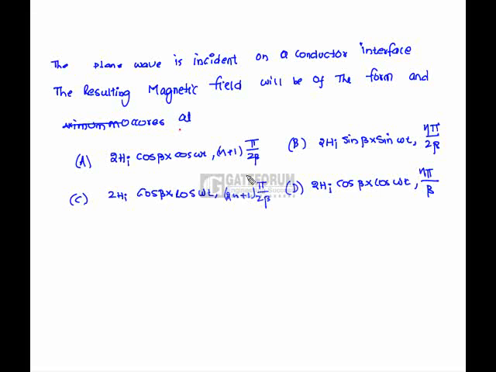A wave is incident on a conductor interface. The resulting magnetic field will be of the form, and the maximum occurs at? See, we know that the fields exist only in free space. Here, this is an air conductor interface. The wave is incident on the air conductor interface. In this case, Hi is equal to Hr because the reflection coefficient is 1 in the case of an air conductor interface.